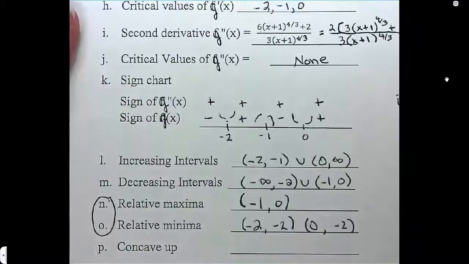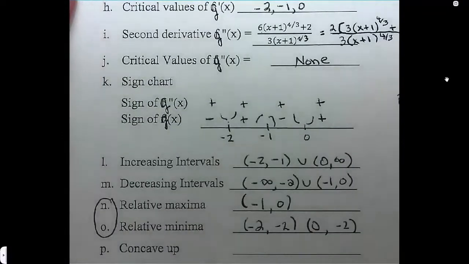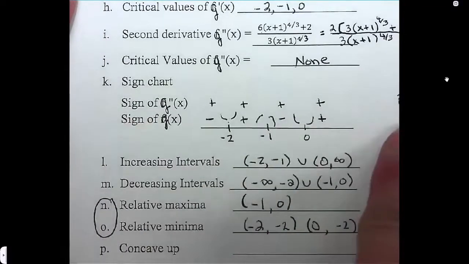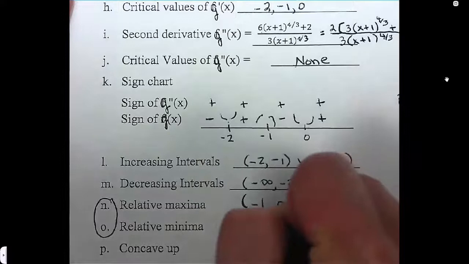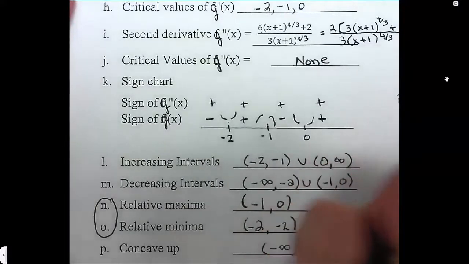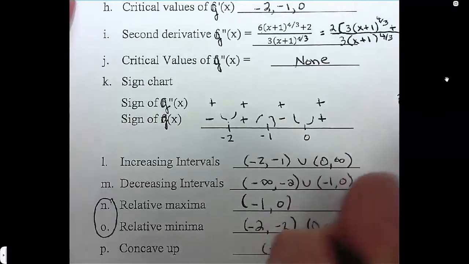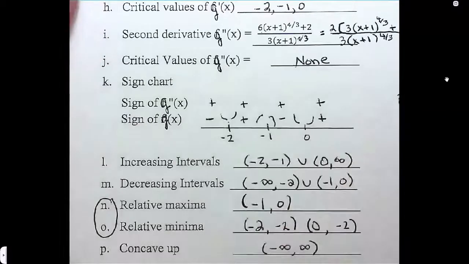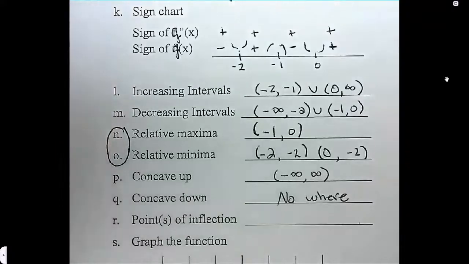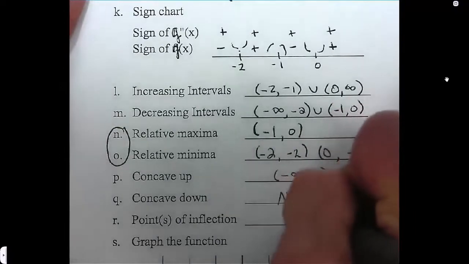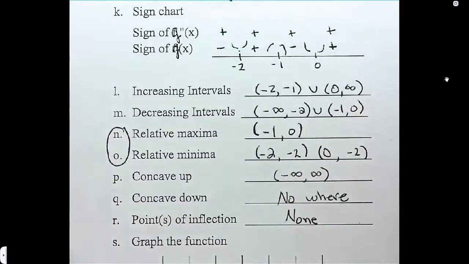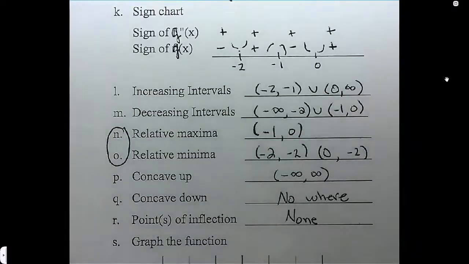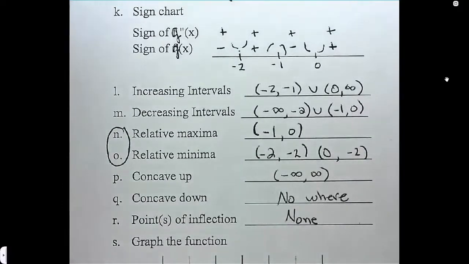Where's the function concave up? Yeah, second derivative is positive everywhere. So it's concave up from -infinity to infinity, and it's not concave down anywhere. You could say nowhere or not applicable or whatever. We've already said there are no points of inflection. So we have 6 points we can graph from the B part, the C part, the N part, and the O part. Plot those 6 points.